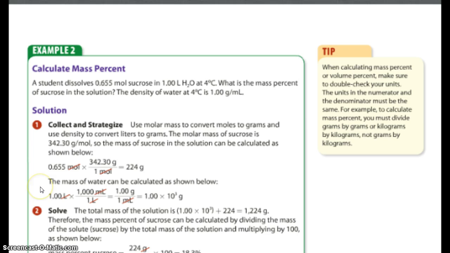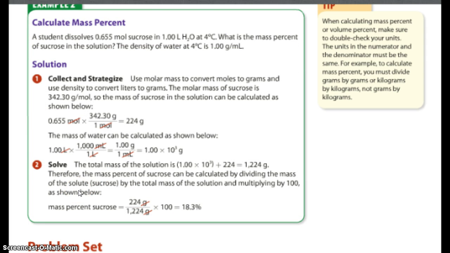The mass of water can be calculated as follows. They gave us 1 liter. Then they converted it to milliliters because 1 milliliter is the same as a gram. So our answer is 1 times 10 to the third grams, or in other words, 1,000.